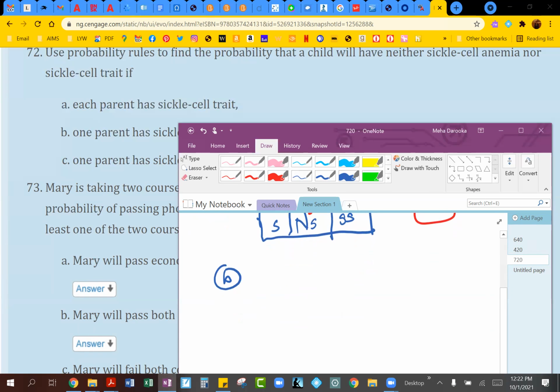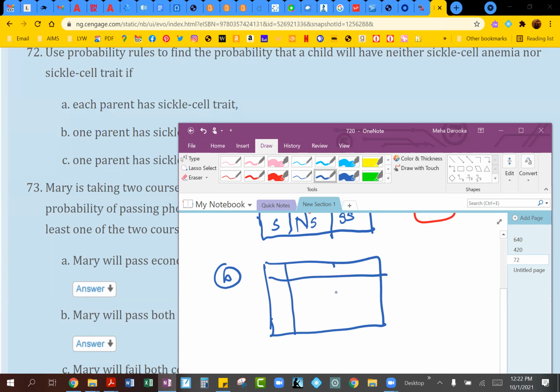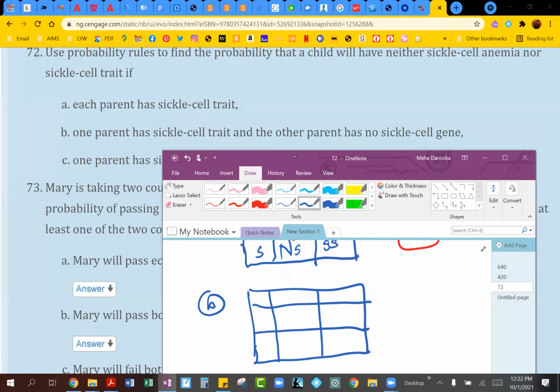Okay, so same thing. Let's do our Punnett square over here. And let's see, for part B, they said one parent has sickle cell trait. So one parent will, of course, be the NS combination, and the other parent has no sickle cell gene, which means they don't even have the S gene in them. And then, of course, this case means the second parent is NN.